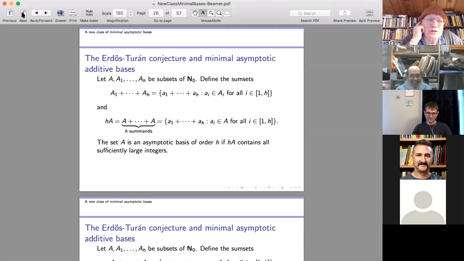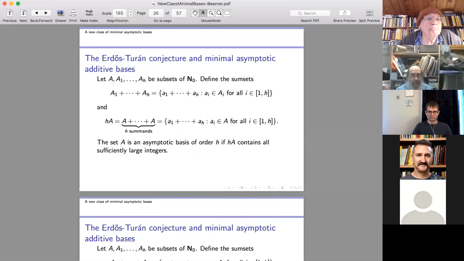All right, let me get back to the additive problem. So we have sets of non-negative integers. If A1 up to Ah are sets, the usual definition of the sum set is every integer that can be written as a sum of h summands, one from each of these sets. And in the case when all the sets are the same, we call it hA. And we say that a set A is an asymptotic basis of order h if this h-fold sumset contains all sufficiently large integers.